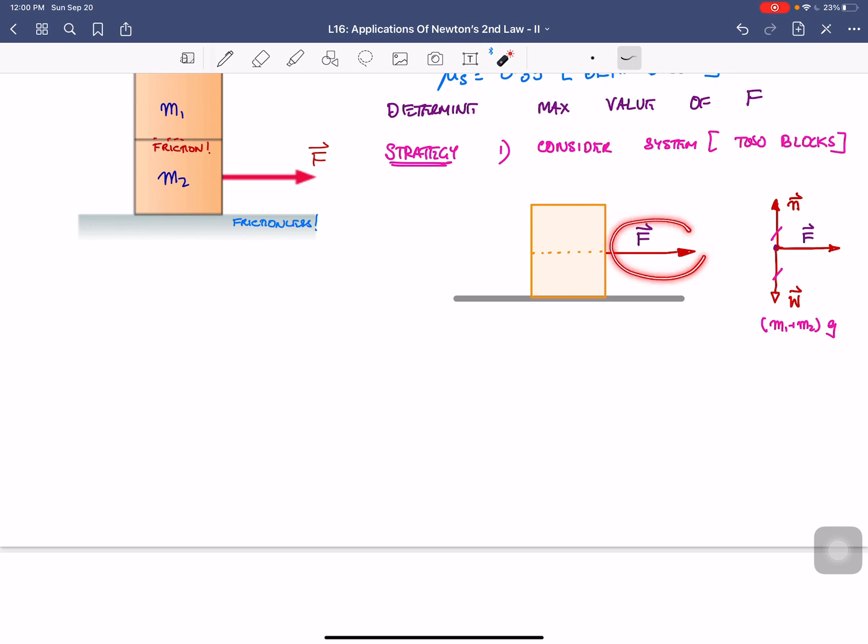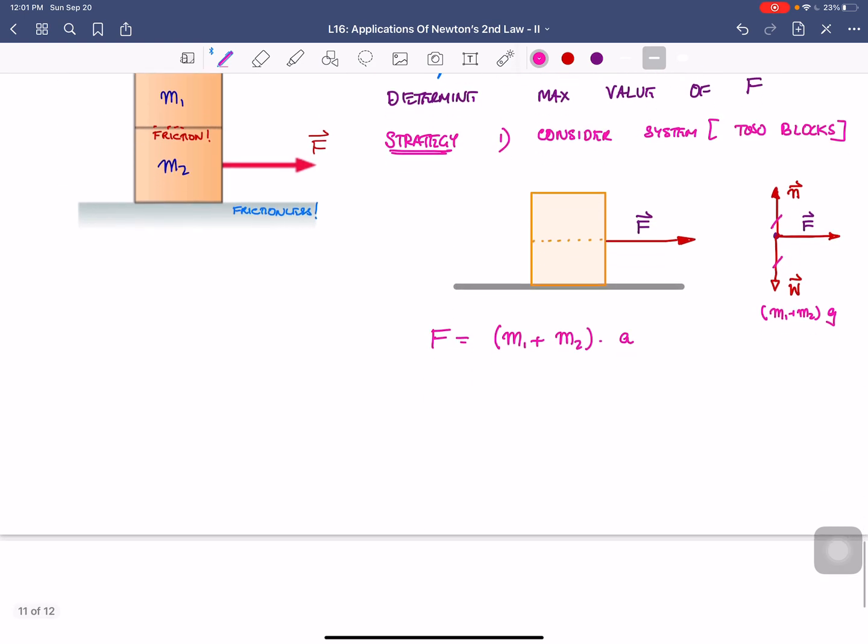So that's the only force acting in the horizontal direction, or that is in fact the net force. So I can quickly write down this equation. F is responsible for accelerating both these blocks. So I can write that as F equals (M1 plus M2) times A.